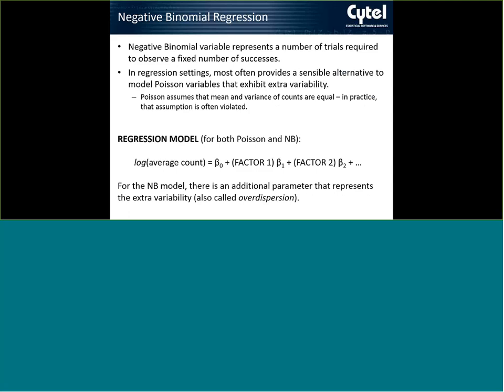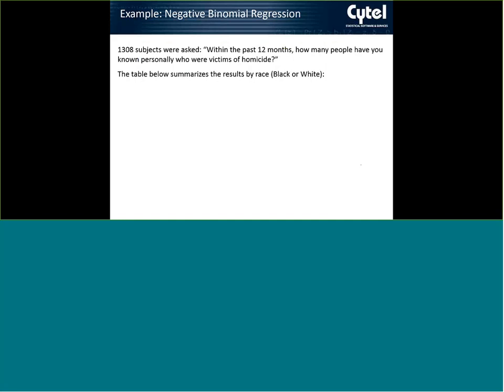So a regression model for both a Poisson and a negative binomial look very similar, in that you're talking about the log average count as a function of perhaps several factors of interest. But in a negative binomial model, unlike a Poisson, there's an additional parameter that represents this extra variability, which is also sometimes referred to as over-dispersion. And so it allows you to get much more reasonable estimates of effects and standard errors in particular in cases where that extra variability exists.